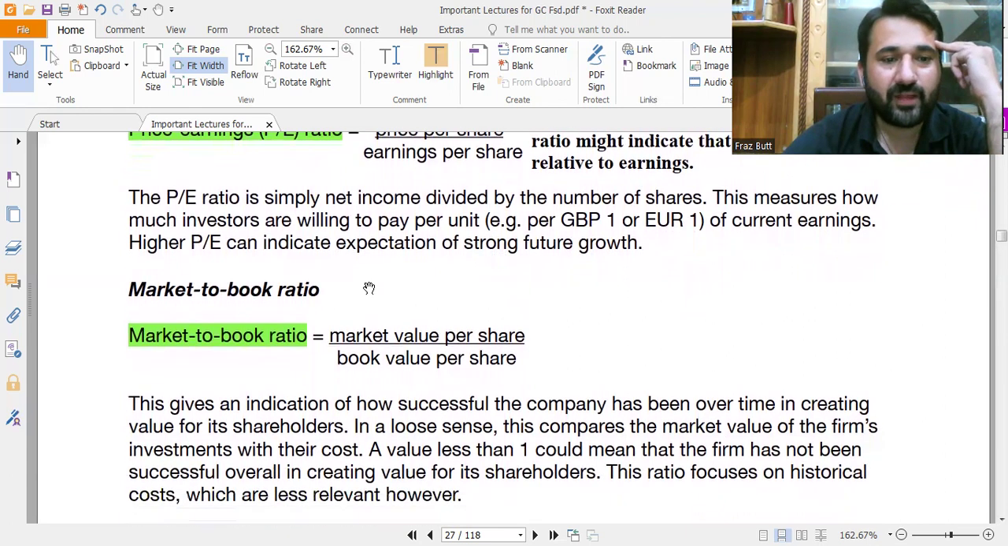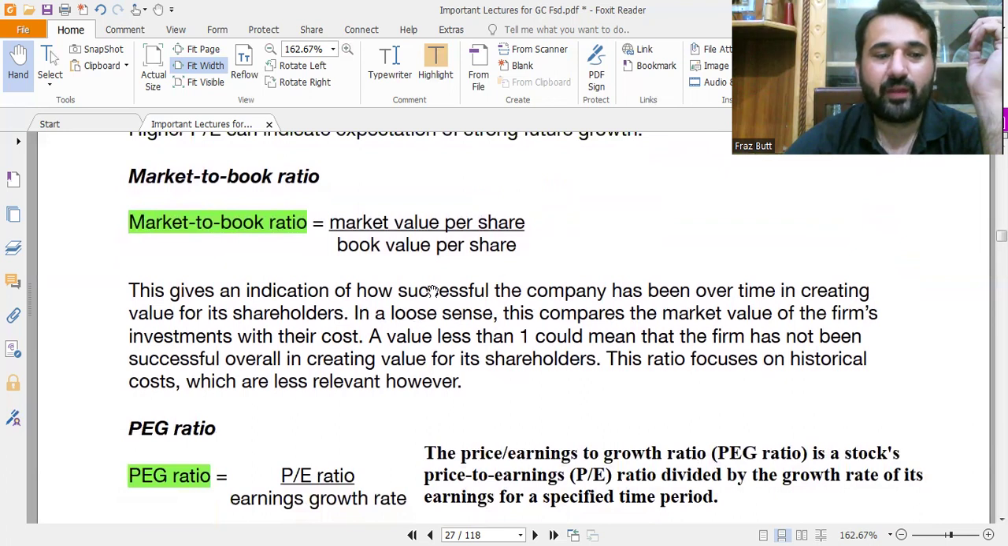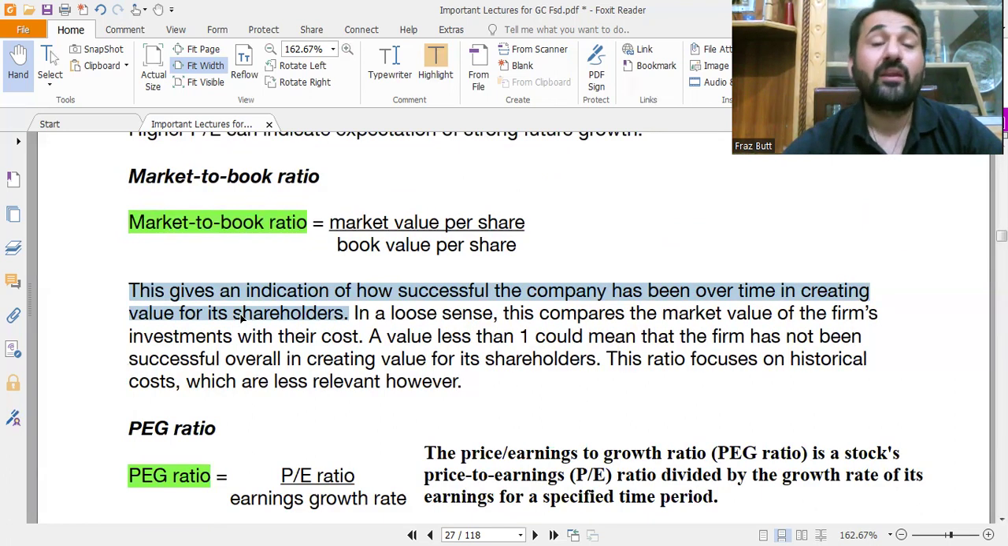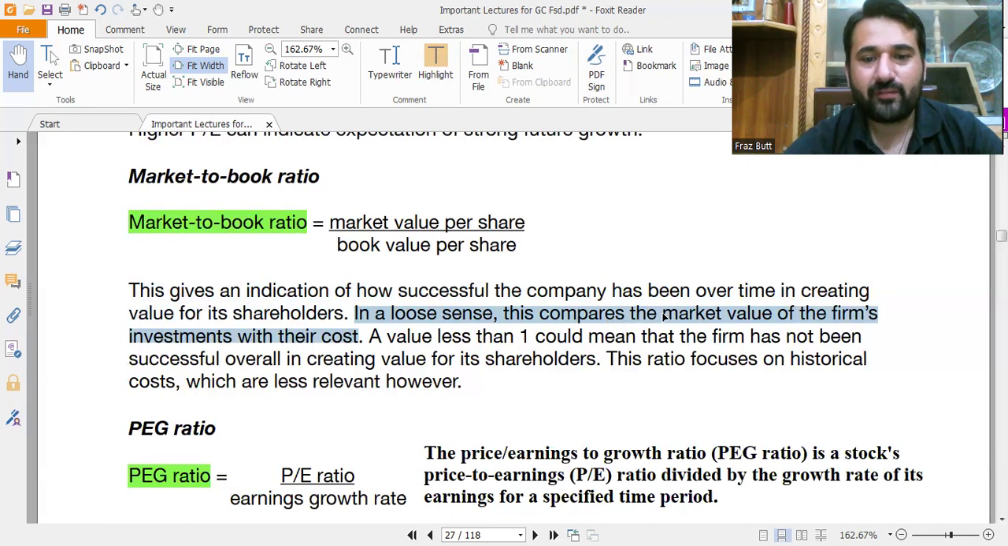Then market to book ratio. The formula for market to book ratio is market value per share divided by book value per share. Let me read it and explain it for you. This gives an indication of how successful the company has been over time in creating value for its shareholders. Actually, this ratio shows how successful your company is, or how happy the shareholders are with your company, and with the passage of time, how your company has been successful in creating value for your shareholders. In a loose sense, this compares the market value of a firm's investment with their cost. Like in layman's language, you can say what is the market value of the firm's investment and compare it with the cost.